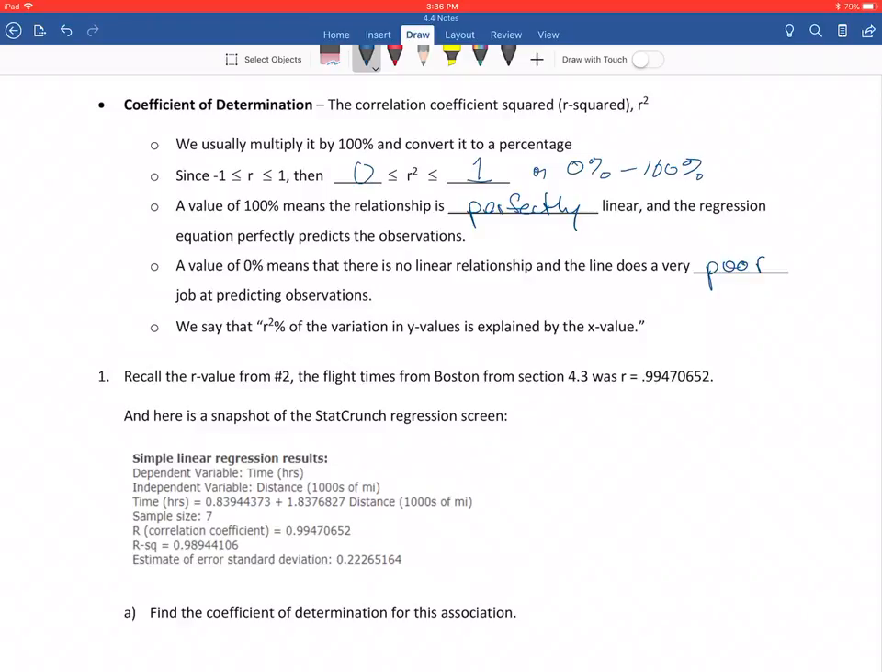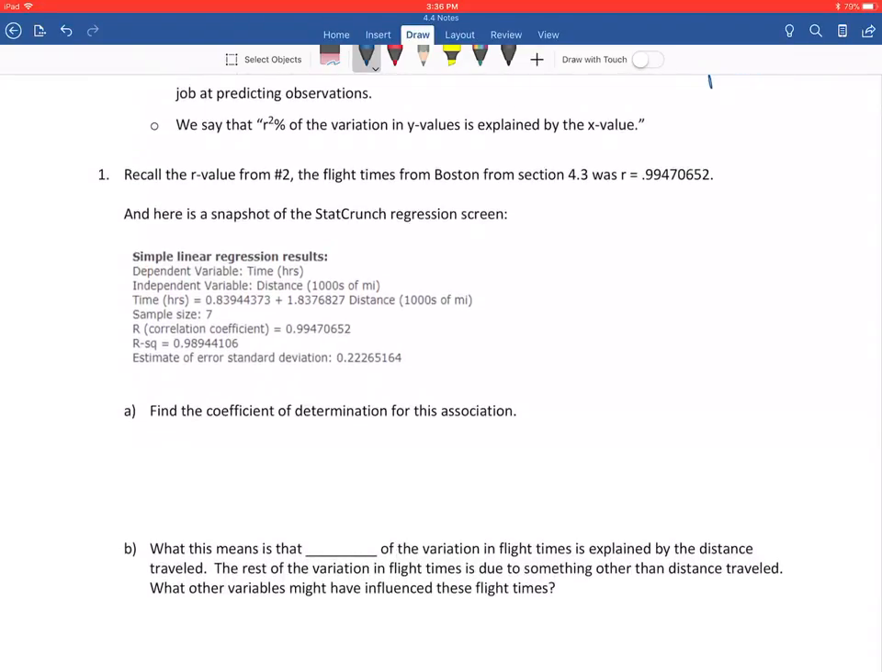So let's go back to the example that we did, the flight times example from section 4.3. As a reminder, we've already seen this. This is a snapshot of what StatCrunch gave us. And we've talked about the regression equation and we've talked about the correlation coefficient. So now notice there's this other value right here. It's always been there, but we just haven't talked about it yet. All this value is this number right here squared. So StatCrunch gives it to you. What is the coefficient of determination for this? There it is.